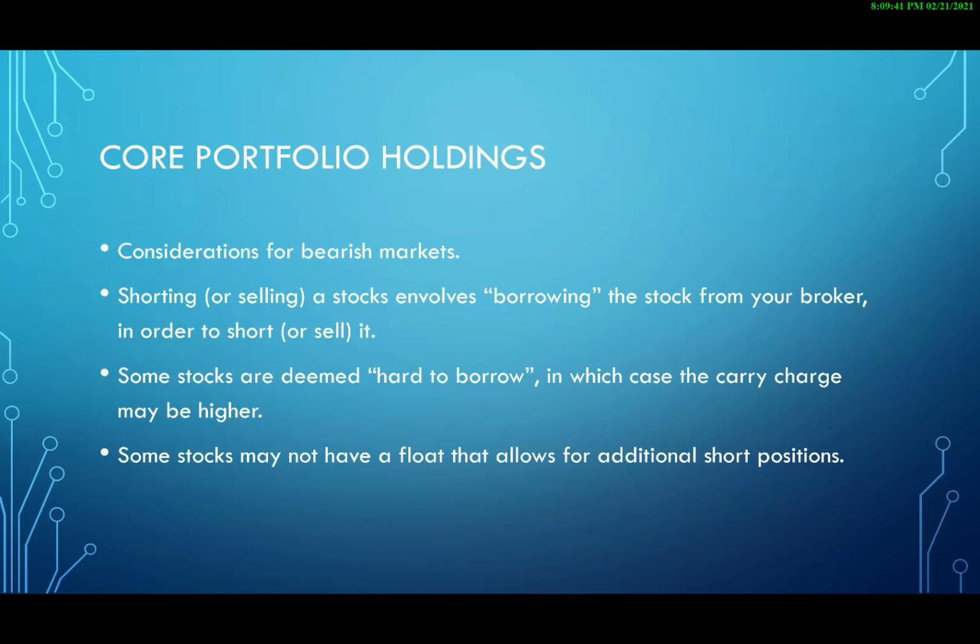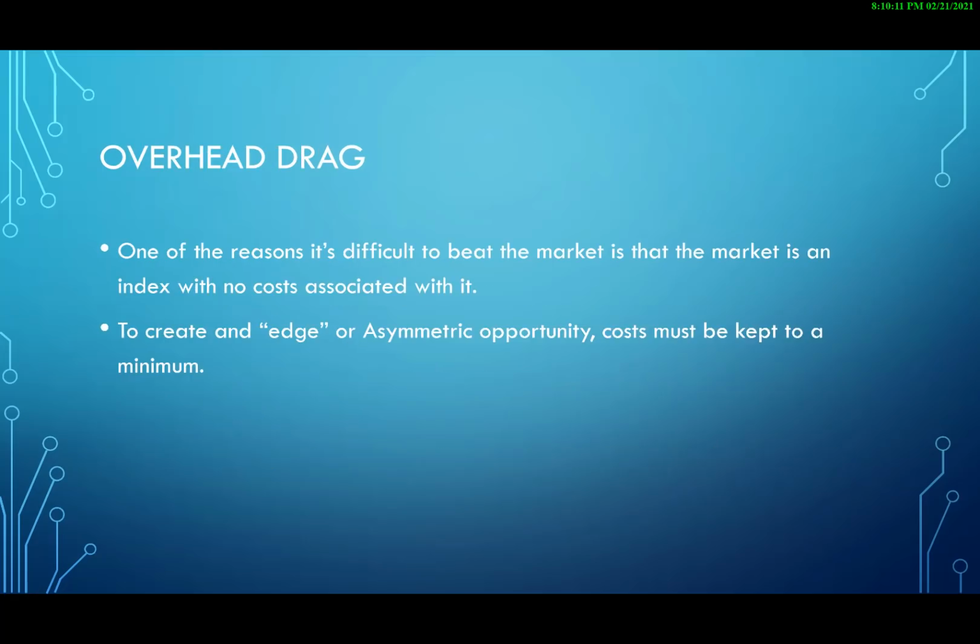Okay, we'll talk about charges and fees in just a moment. Some stocks also, you need to be aware of this, they may not have a float that allows for additional short positions. So you may click on the short button on certain stocks and it may say not available for shorting. Not available for shorting. So again, we will always offer up 2 or 3 additional positions to our 9 core positions so that you can get around any issues like that when we are in a shorting market.